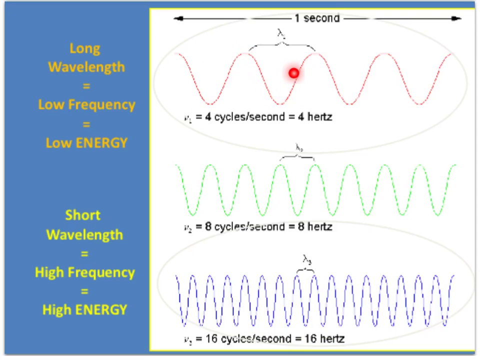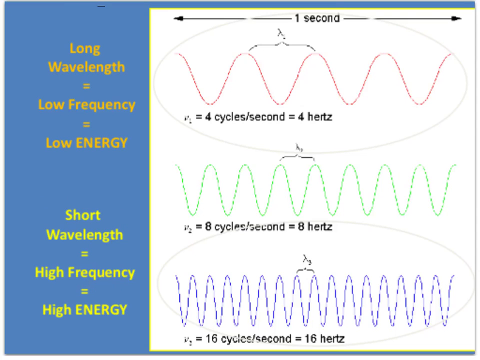Here in the first one, lambda 1, we have a long wavelength. Long wavelength, low frequency, because we only have 4 cycles. Low energy. As we go to the last one, we have a very short wavelength. Look at the distance between the crest and the crest, or the trough and the trough. They're significantly smaller than the first one. So we've shortened the wavelength.